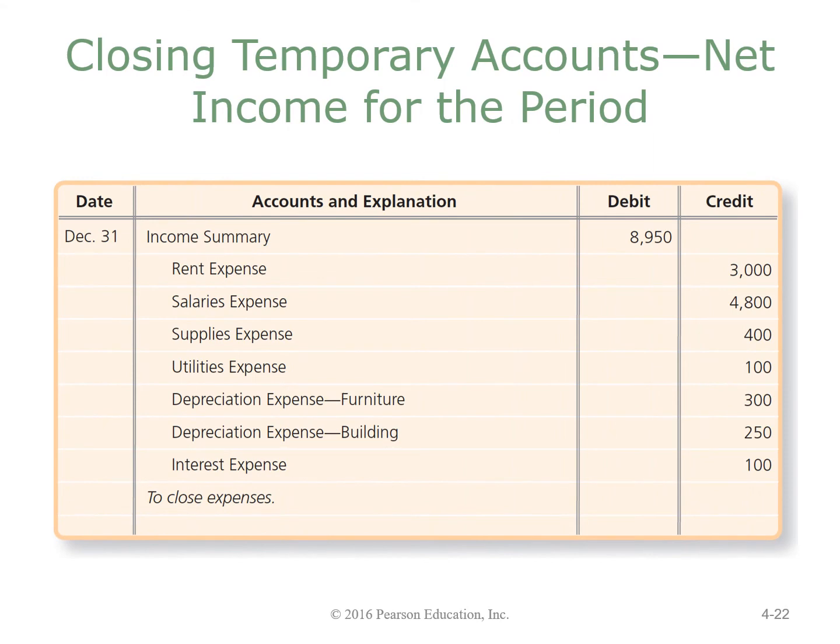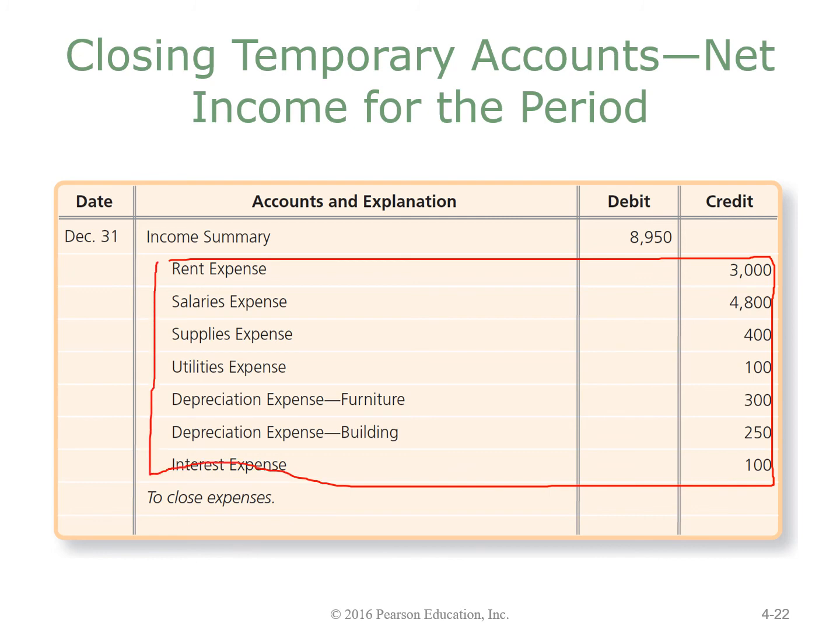The second entry is for closing expenses. All the expenses have a debit balance, so all the balances of the expenses will be credited with their amount individually. We cannot take them as a total amount. I'm going to add all of that, and the total will be debited to the income summary in order to close. So all of these expenses will be 0, and that amount has been transferred to the income summary.